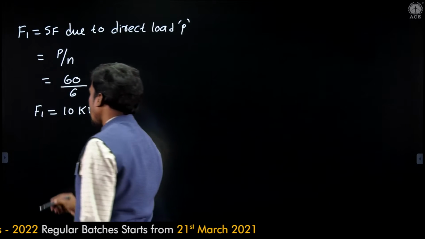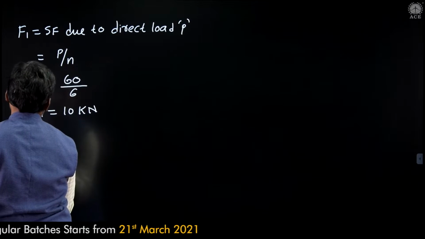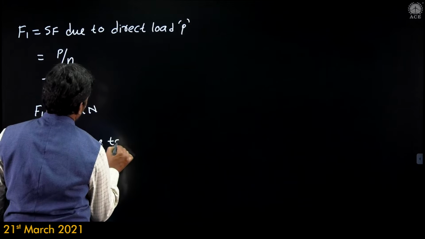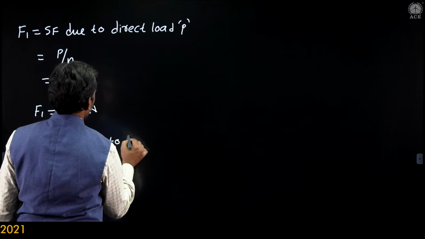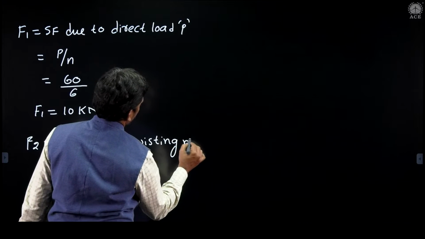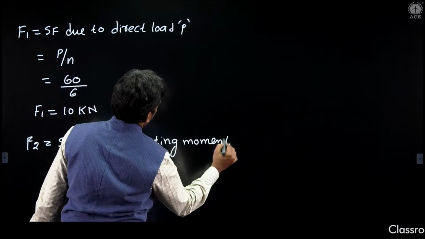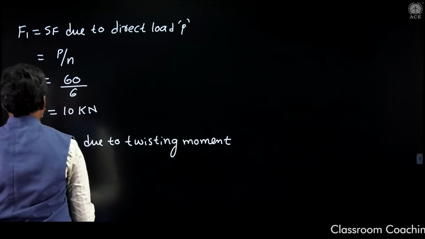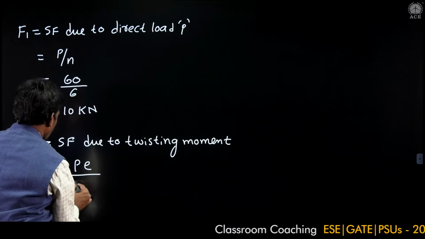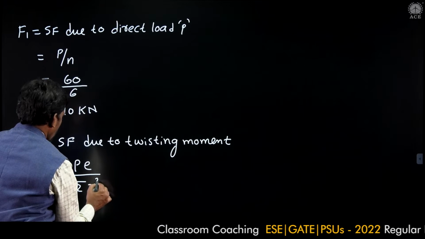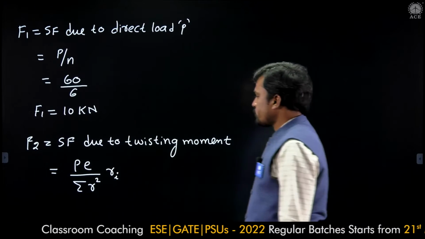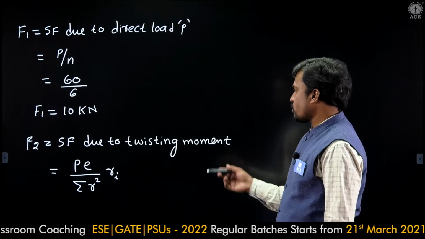Okay, then next, F2. What is F2? Shear force due to twisting moment. So what is this formula? PE divided by summation of R square into Ri. This is the formula to find the shear force due to twisting moment.